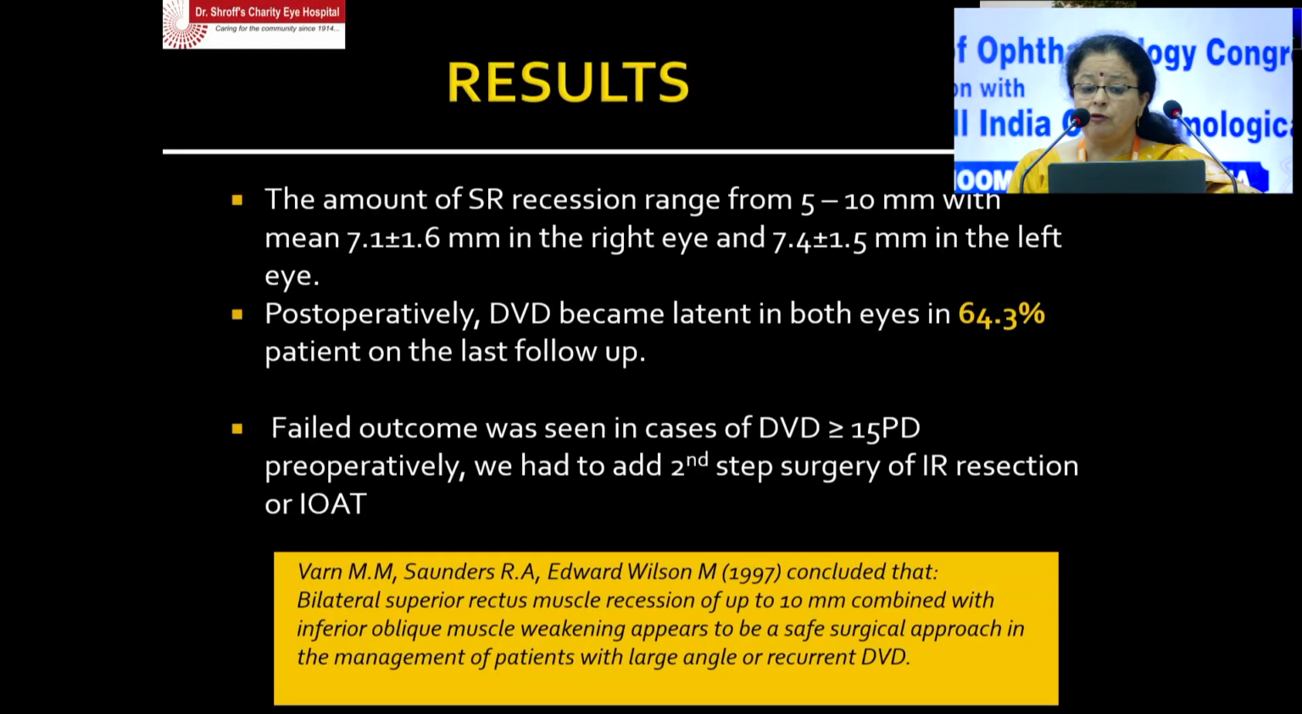We found that DVD became latent in both eyes in 64.3% of patients at the last follow-up, but failed outcome was seen if the DVD was measuring more than 15 prism diopters. We had to do a second step of inferior rectus resection or IOAT if the DVD was more than 15 prism diopters in the primary position.